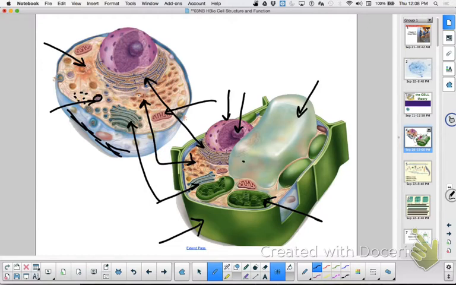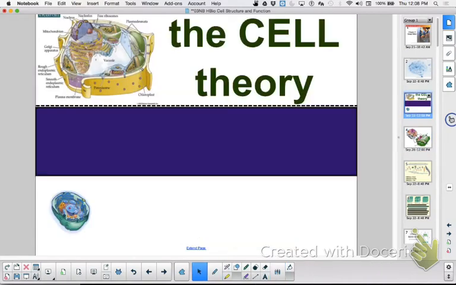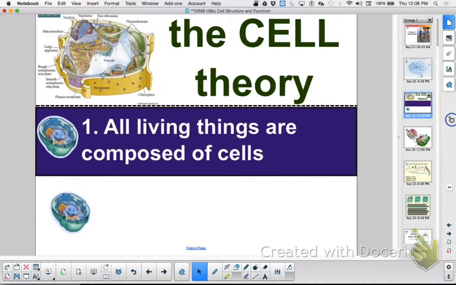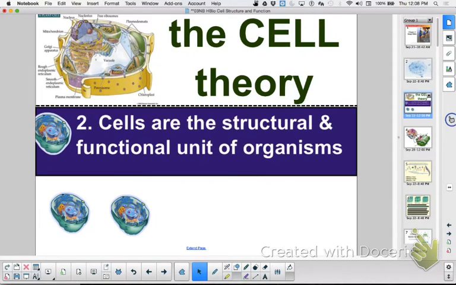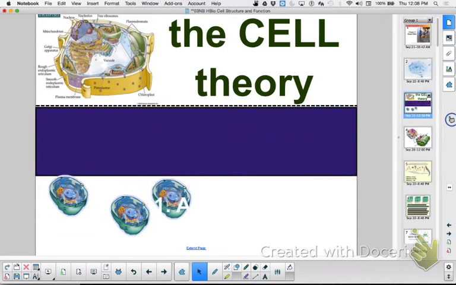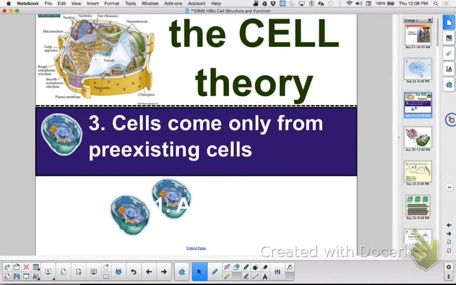The other thing is knowing the parts of the cell theory. All living things are made out of? Cells. Okay, and it's the structural and functional unit. That's what we're made out of, cells. It's the structure of things, and it's how those things work. And then you only get cells from other cells. Make sure you know that basic.